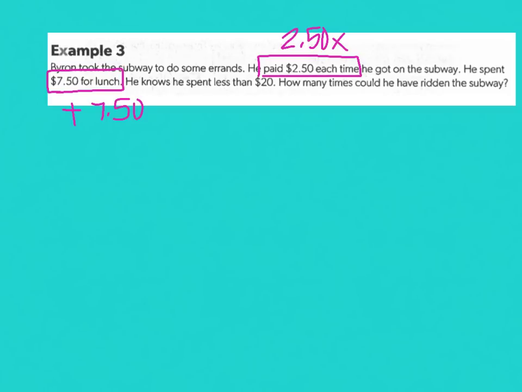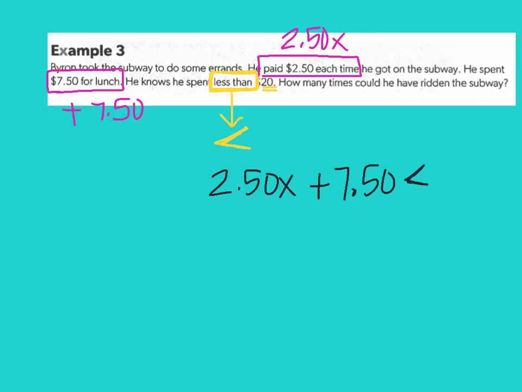Last part, it says he spent less than. It doesn't say anything about equal to. Less than is a symbol that just looks like this. And that's it. How many times could he have ridden the subway? If I put these pieces of information together, I can work it out and solve it. $2.50 X plus the cost of lunch is less than $20.